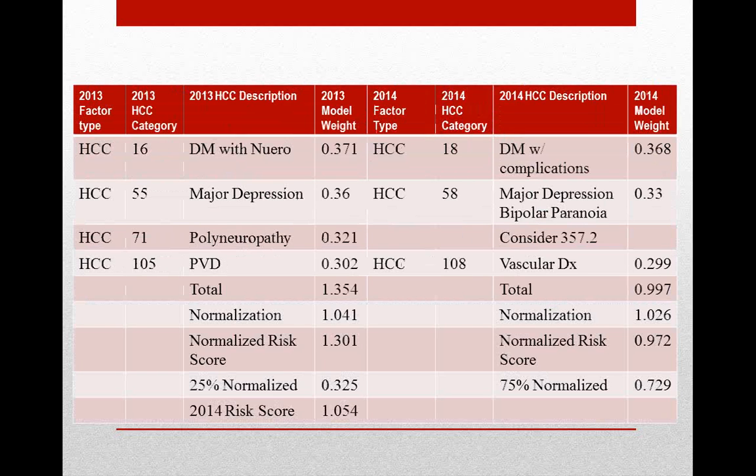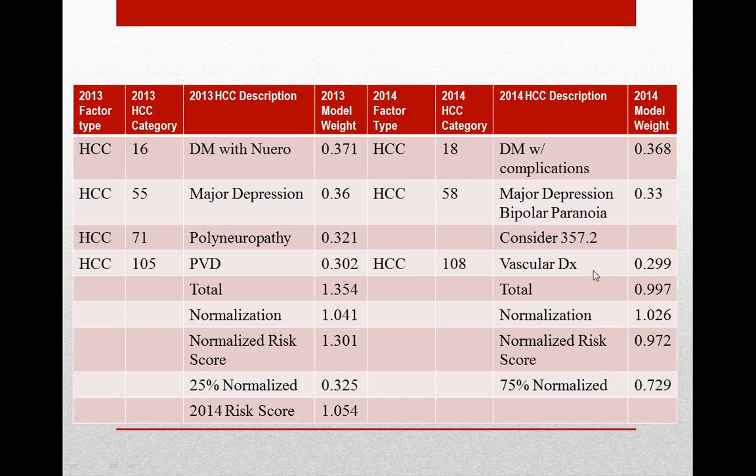What does this mean for risk scores? Well, the simple answer is 25% of what was calculated in 2013, giving us credit for all the things that may be removed, will be added to our 2014 score. So if you look here, you'll see in 2013 you're going to get credit for diabetes with neuro, and you're going to do the same in 2014. Depression, you'll get credit. The categories will move, and the risk weight will change just a little bit, but you will not get any credit for polyneuropathy in 2014.